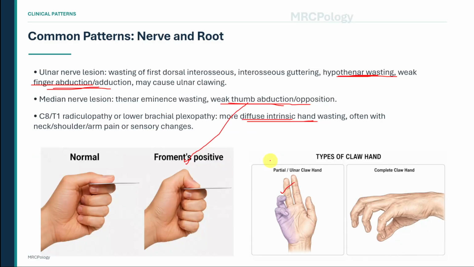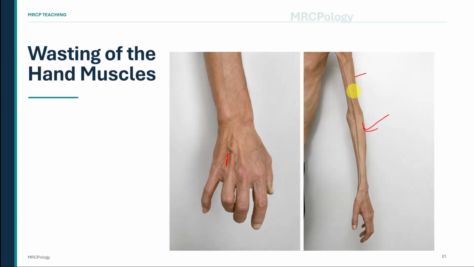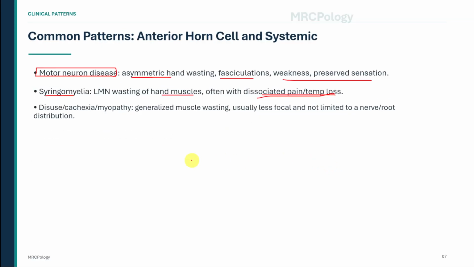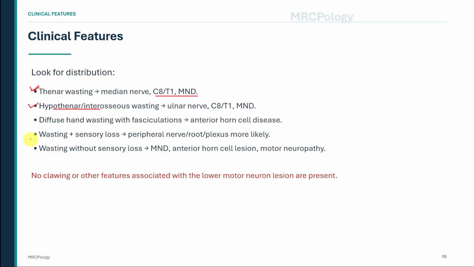Diffuse asymmetric wasting with fasciculation suggests anterior horn cell disease. Wasting accompanied by sensory loss makes a peripheral nerve, nerve root, or brachial plexus lesion more likely. Wasting without sensory loss should raise concern for motor neuron disease, another anterior horn cell disorder, or a pure motor neuropathy.